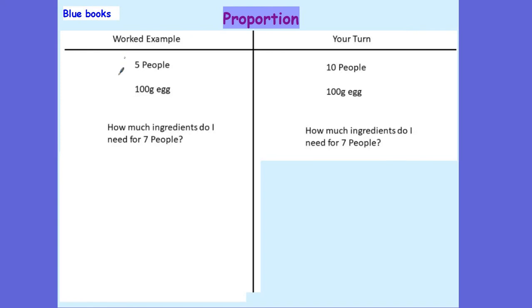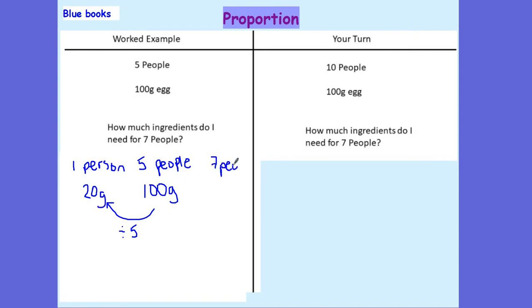So I've been told that for 5 people, I need 100 grams of egg in my recipe. And I've been asked to find out how much egg I need for 7 people. I'm going to start by working out how much I'd need for 1 person. If I need 100 grams for 5 people, if I divide that by 5, I know that I need 20 grams for 1 person. If I know I need 20 grams for 1 person, I can multiply that by 7, which tells me I need 140 grams for 7 people.